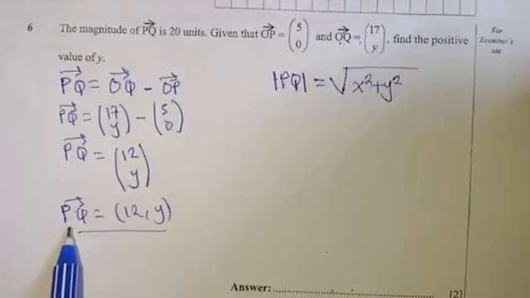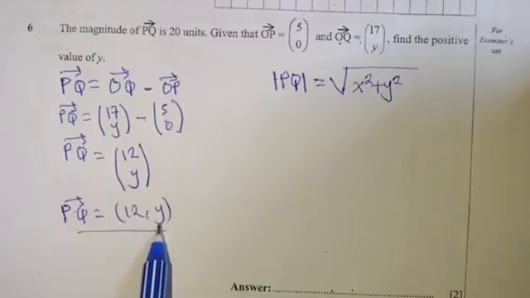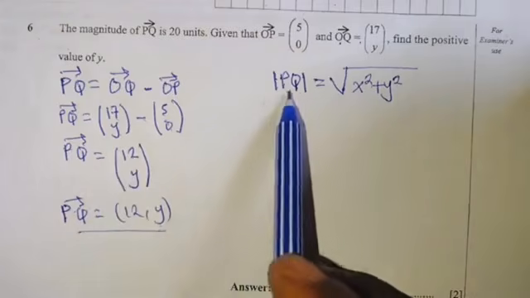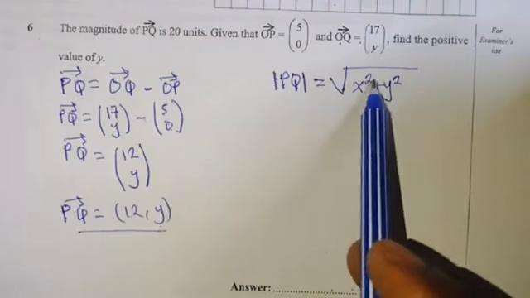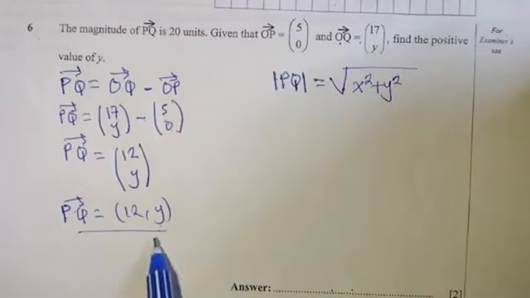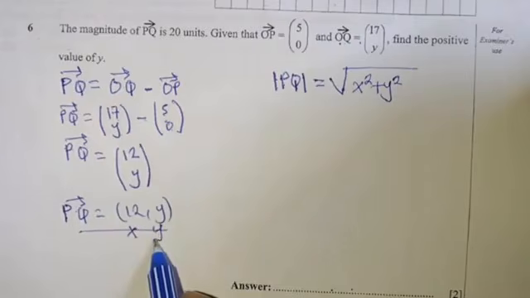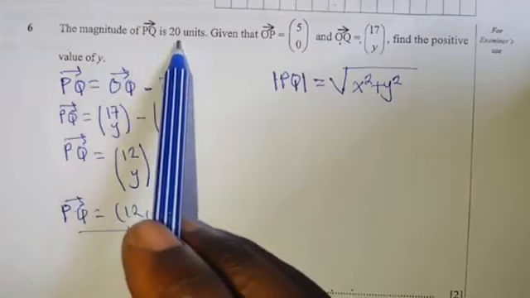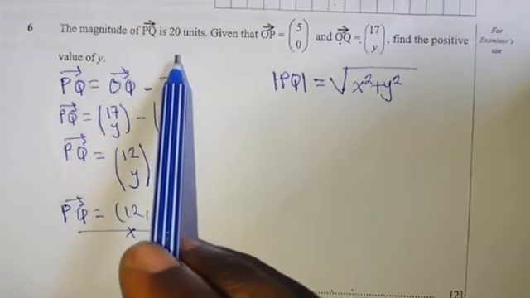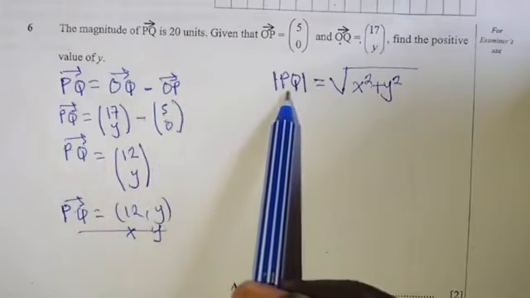Alright, so after finding the position vector for PQ, which is (12, y), we have changed it into coordinate form like this. So you can now find the magnitude of the same vector PQ. The magnitude of vector PQ is equal to the square root of x squared plus y squared, where this is the x coordinate and this is the y coordinate. Remember, in the question they have said the magnitude of PQ is 20. So you are given the magnitude of vector PQ, which is 20.